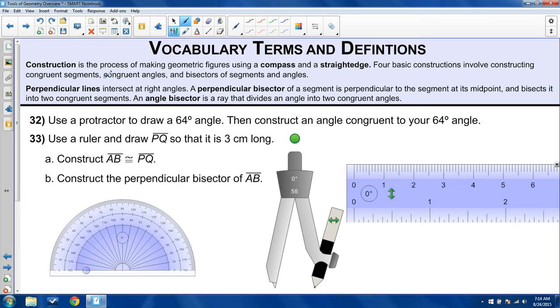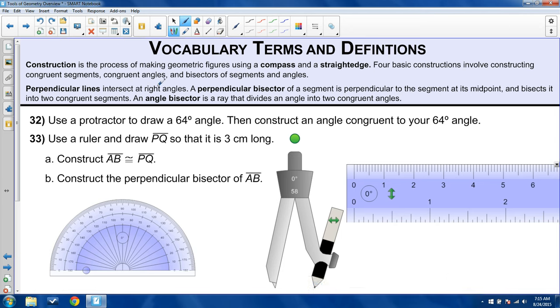Okay, whip out your protractor, your compass, and your ruler. Let's do some of these things based on here. Now, construction is the process of making geometric figures using a compass and a straight edge. Four basic constructions involve constructing congruent segments, congruent angles, and bisectors of segments and angles. Here we're going to do perpendicular bisectors, which is next.